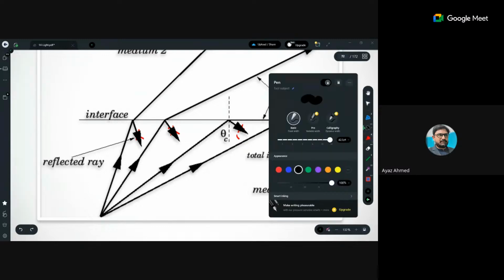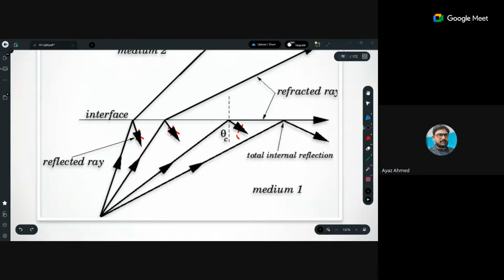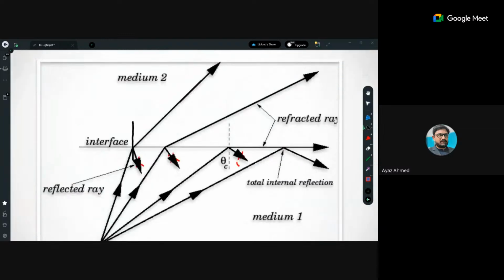When you ignore them, look at what is happening. When your angle of incidence is I1, your angle of refraction is R1. Now your angle of incidence is I2, your angle of refraction is R2. Now your angle of incidence is I3, your angle of refraction is R3.